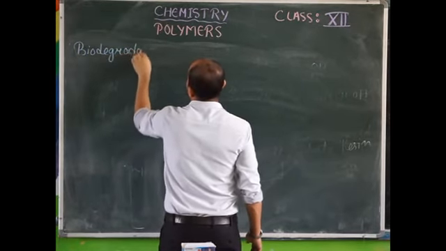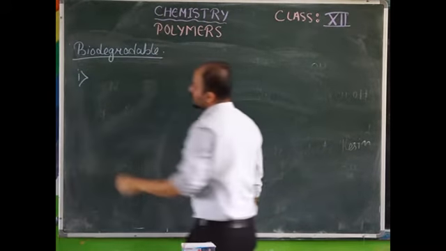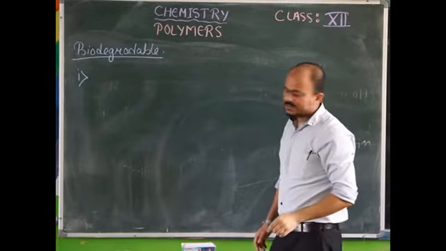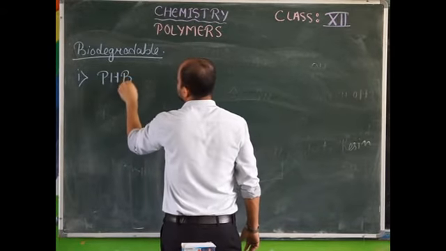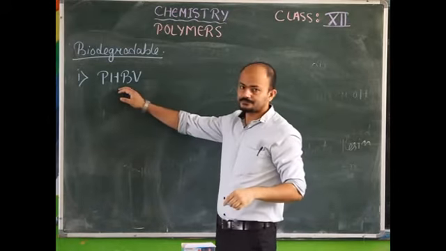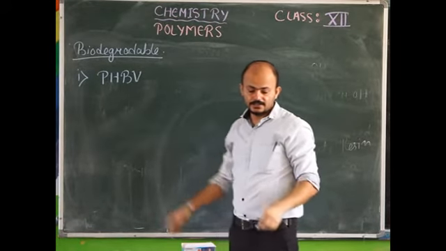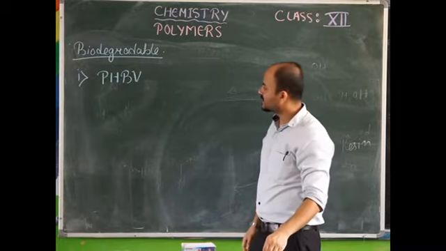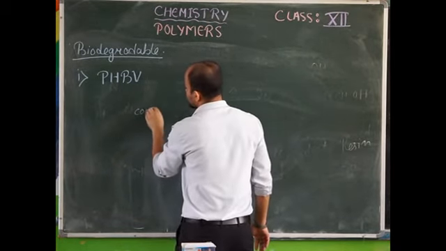Biodegradable polymers. Now, number one in your syllabus is PHBV. This is one of the polymers, and the monomeric units are 3-hydroxybutanoic acid. So let's start writing this structure.